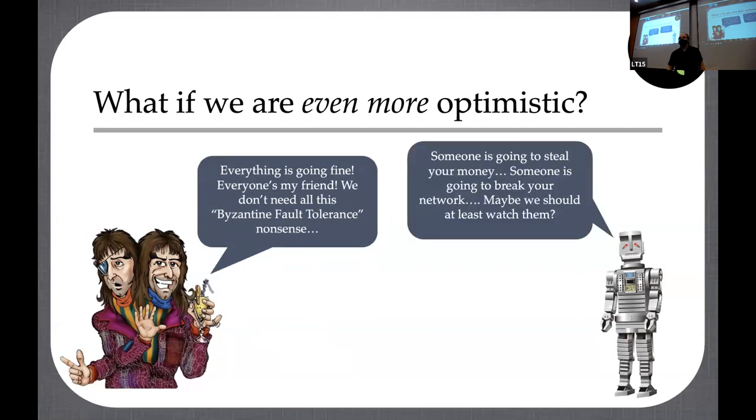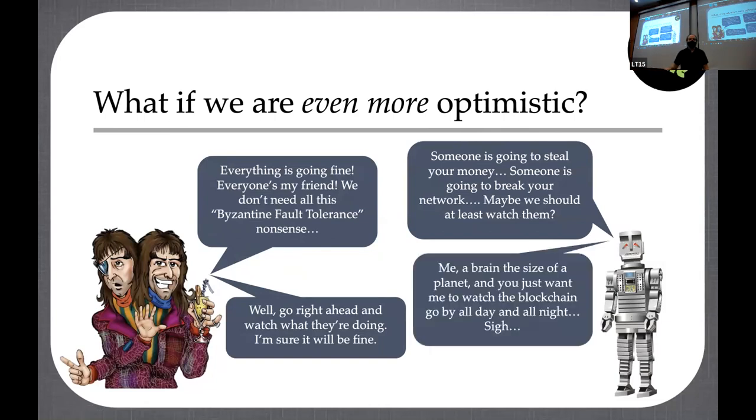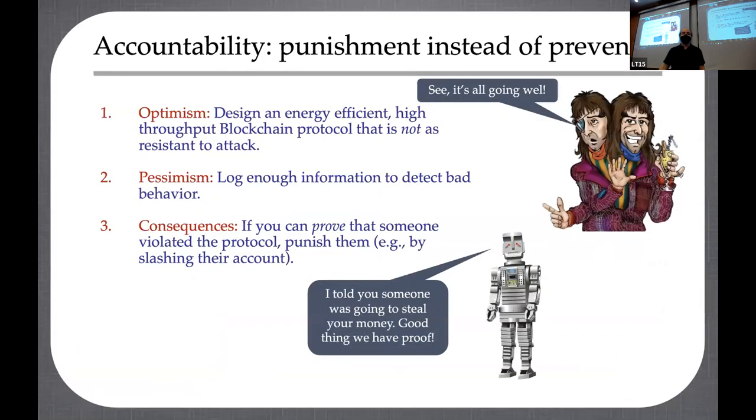Alas, if we do that, someone's gonna steal all our money. That doesn't seem like a good idea. Maybe we should at least watch and see what happens. So that's the plan then. We're going to see if we can reduce the fault tolerance and yet still keep track of who might be stealing our money. So this is the idea of accountability.